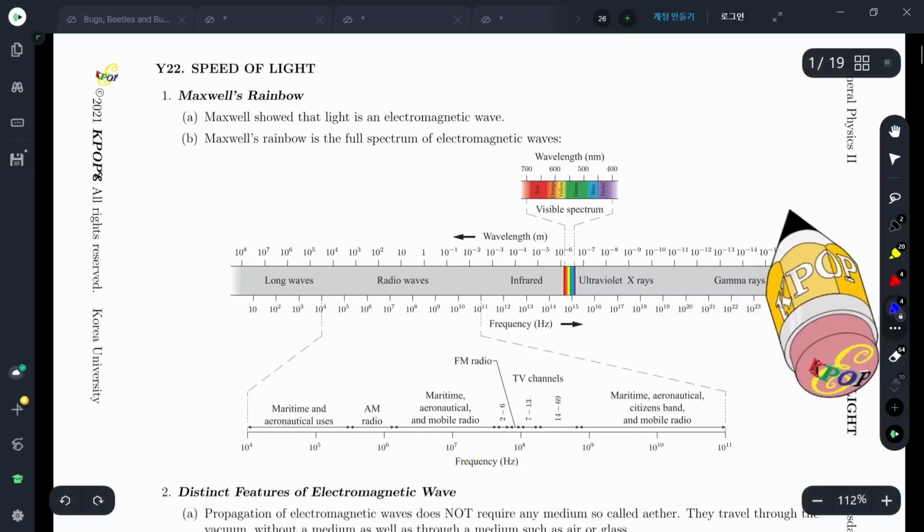Today we study the speed of light. The lectures Y22, 23, and 24 are for Einstein's special theory of relativity.